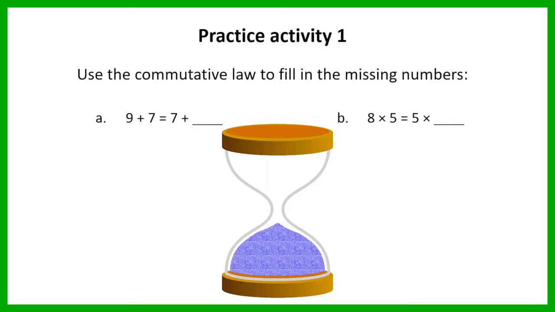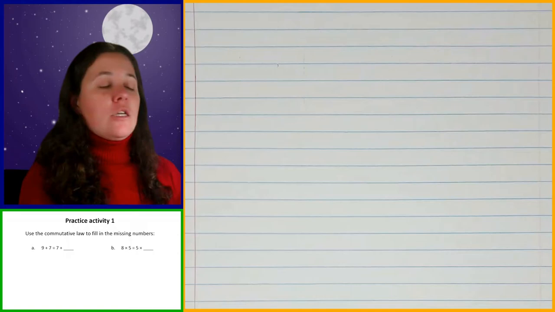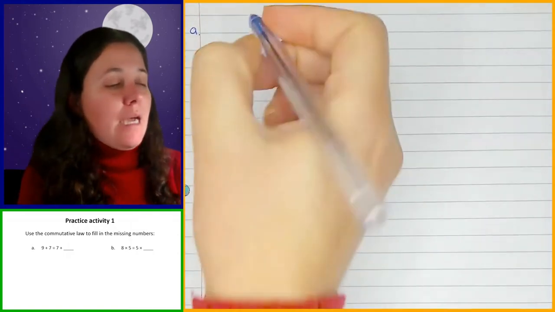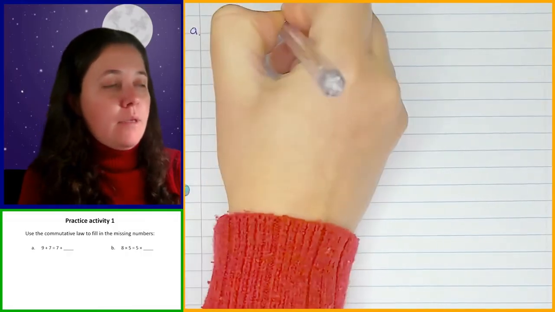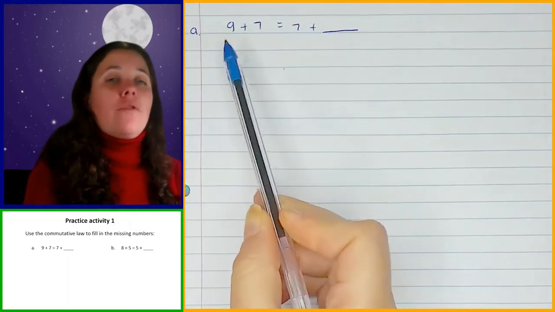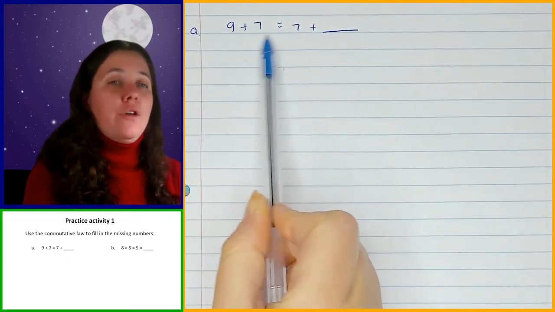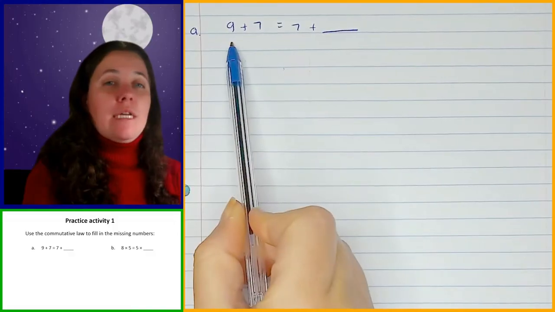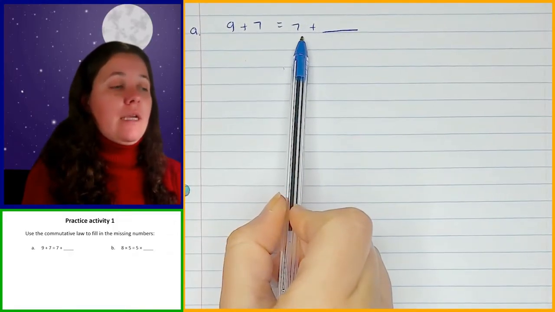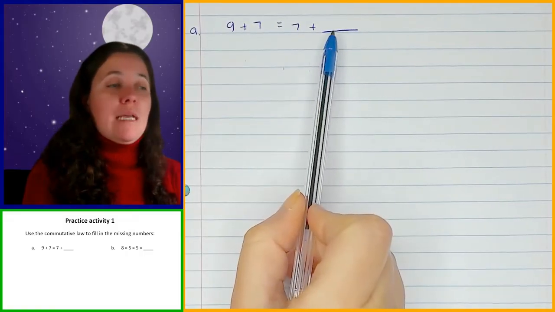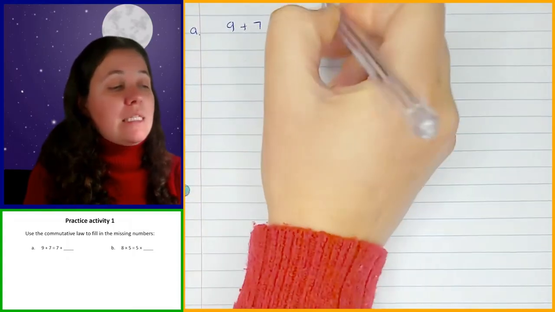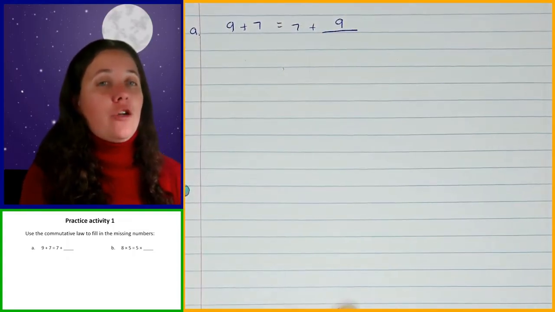Okay, you should be done with that now, so let's go through that quickly. So the first one, A, we had 9 plus 7 equal to 7 plus something. Now, because of the commutative law, we can say, well, I know that if I switch those around, it's going to give me the same answer. So if I have still got a 7 over here, it should still equal the same thing if I have my other number as 9. So 9 plus 7 is the same as 7 plus 9. So you should have had a 9 over there.